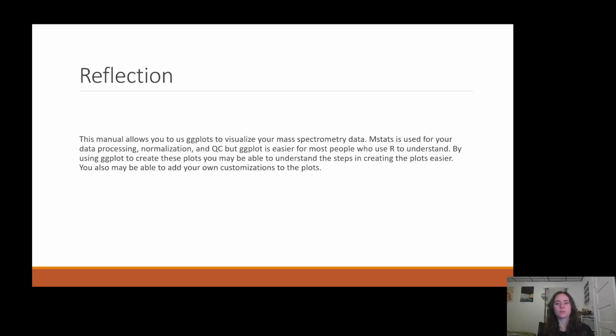So I think that the advantage of this manual is that it allows you to use ggplot to visualize your mass spec data. MS Stats is used for the processing and normalization, but ggplot can be easier for most people who use R to use and can make it easier for you to understand the steps which allow you to create these plots. And maybe you can customize your plots because you might have a better understanding of ggplot. So I think that you should use this manual to analyze your mass spec data because it uses ggplot.